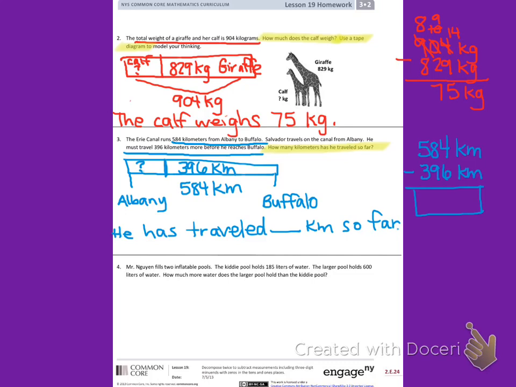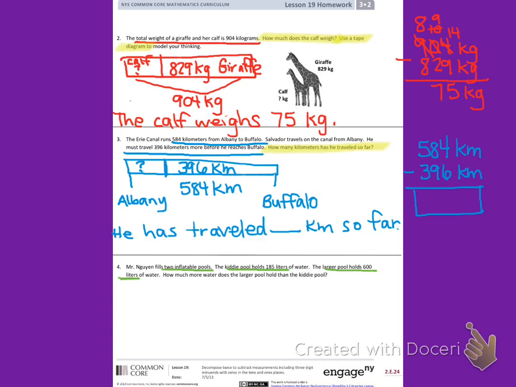And last, number 4, Mr. Nguyen fills 2 inflatable pools. The kiddie pool holds 185 liters of water. The larger pool holds 600 liters of water. How much more water does the larger pool hold than the kiddie pool? Let's underline the important information. Mr. Nguyen fills 2 inflatable pools. The kiddie pool holds 185 liters of water.